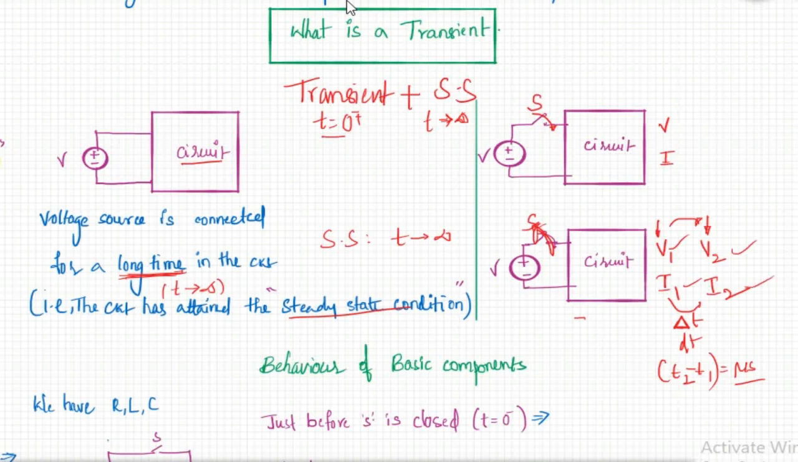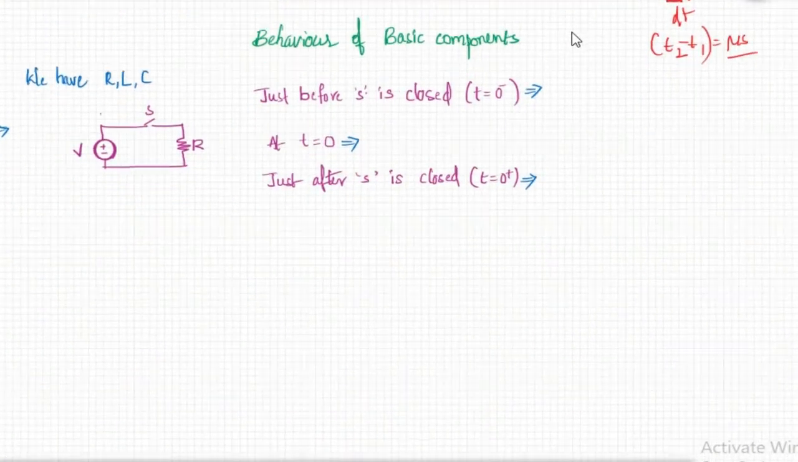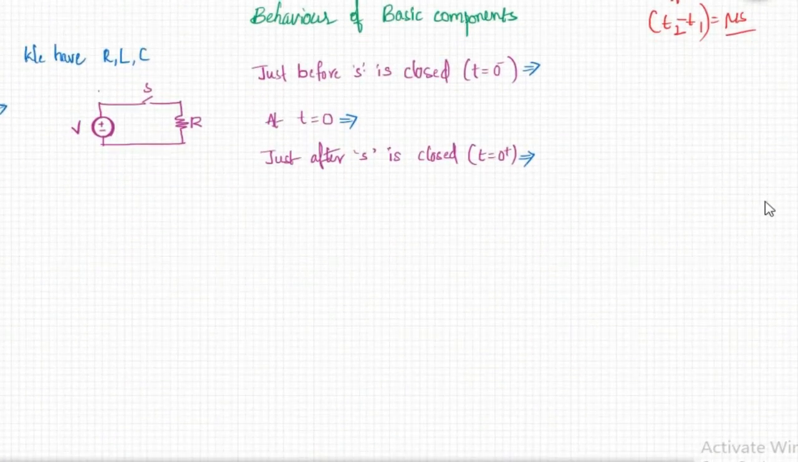Okay, now let us see the behavior of basic components. So we have three components, that is R, L, C. Okay, so let us see the behavior of these basic components for transients. Now let us see the behavior of R here.